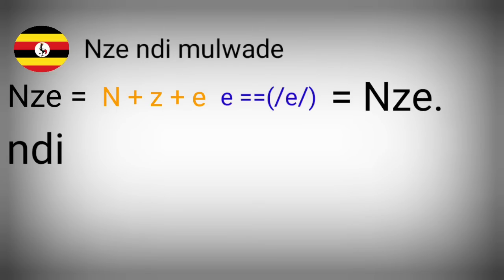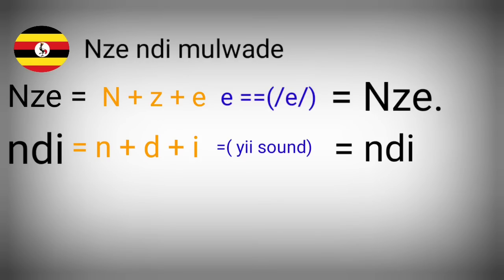Ndi. The first three letters are N, D, and I. Is that a vowel letter? Yes, and that is I. How is I pronounced according to vowel letters? Yi. So N, D, and I is going to be ndi.